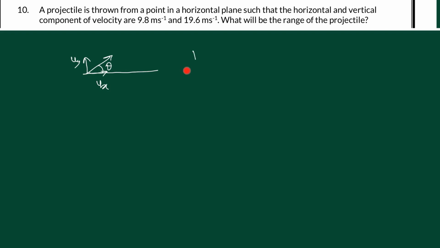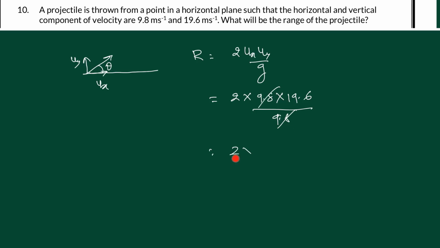So the range, you know, in terms of x and y components is 2 ux uy by g, equal to 2 into 9.8 into 19.6 by 9.8. So it is 2 into 19.6. So you can easily simplify. This is your answer.